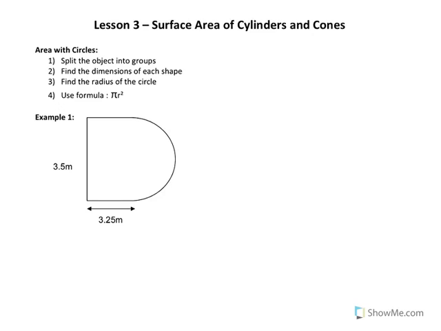Lesson 3, surface area of cylinders and cones and spheres and all that stuff. So first of all, we call this a composite image. It's made up of two shapes. So we have a rectangle and a hemisphere, or a hemicircle, which is half a circle. So we need to know the radius. So we're going to take 3.5 divided by 2. And that will give us our radius, which is 1.75.